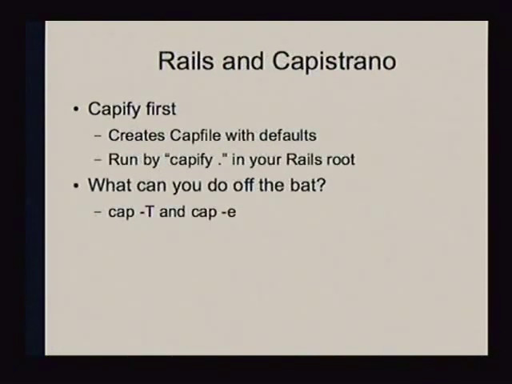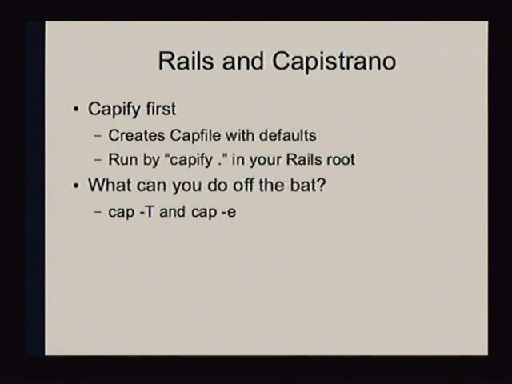So let's talk about Rails and Capistrano first. If you have a Rails application and you want to move it from a previous version of Capistrano to the current, or it's never had Capistrano before, you're going to capify your app, which is just running the command capify and dot, or the directory name, in the root of your Rails application. That's going to create a file called Capfile. It'll sit right there next to Rakefile. And it'll give you some magic right off the bat. There's stuff that it can do right out of the box without any more messing around.